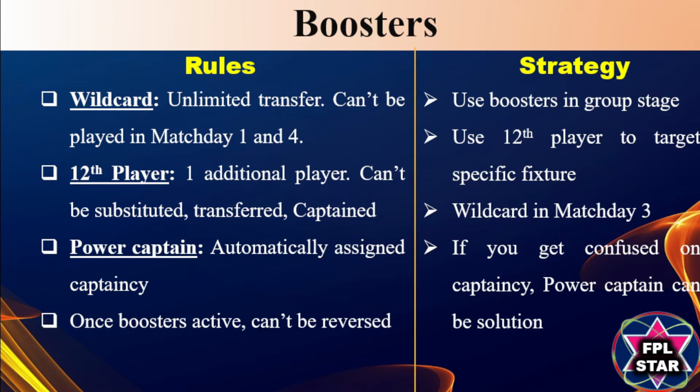So I can say that if a team has a very good fixture, and you have 3 players in this team and you want to go for a 4th player, then you can go for the 12th player option. And obviously, a player you don't have in your team but you think he will score a lot of points, then you can go for him with the 12th player.